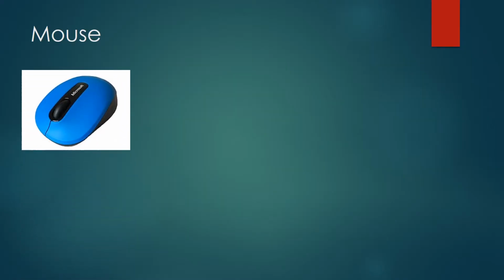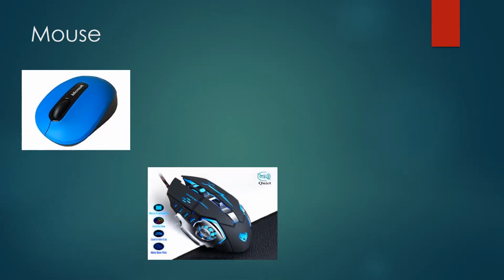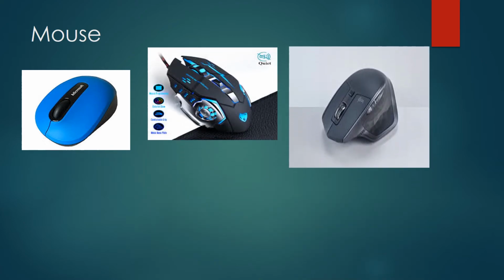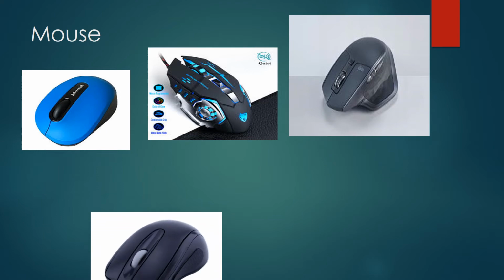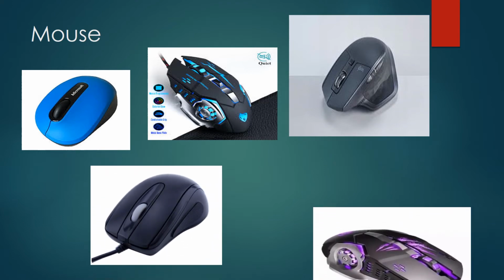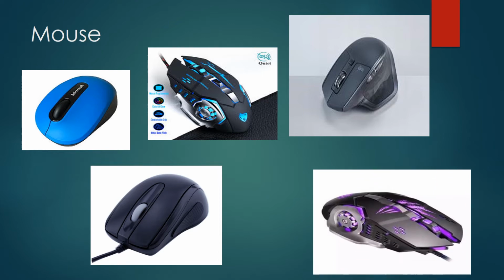Our next topic is pointing devices. So first pointing device is a mouse. A mouse is used to point an object on the screen and give commands. For further clarification, watch this video.